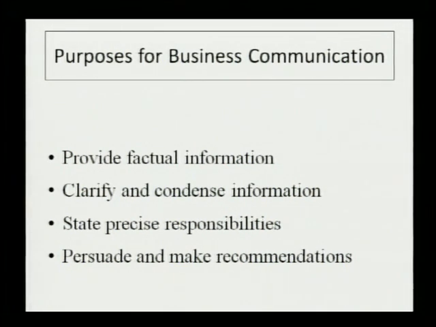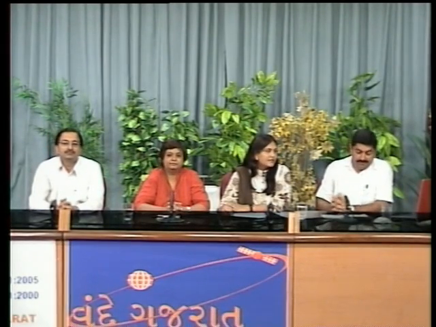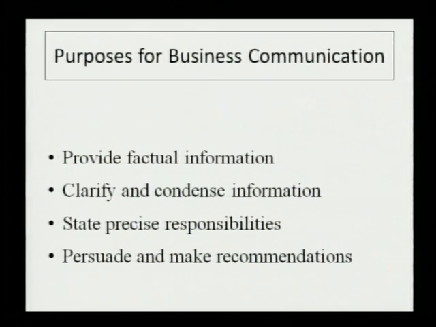Let's come to the first one on your screen. Provide factual information. For example, there is some notice. Let us suppose the managing director is coming to the office for a visit. That is a fact which needs to be communicated to the entire staff of the office. You need to tell the employees the MD is coming. The next is clarify and condense information. Clarification is important because you have a lot of misunderstandings springing up in the office.